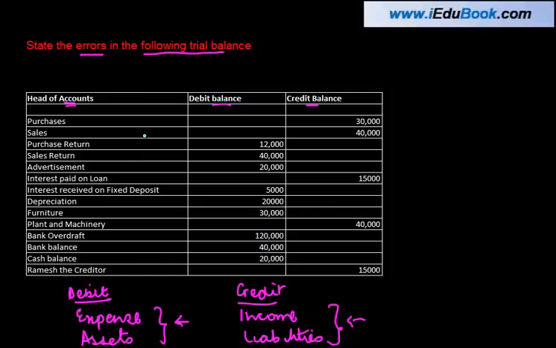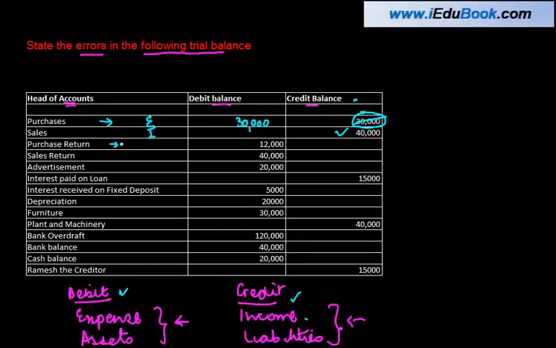So the first thing you need to find out is whether a balance is an expense or an asset or an income or a liability, and accordingly see whether it is a debit balance or a credit balance. So purchases, as we discussed earlier, is an expense. An expense has what? A debit balance. But in this case, it is reflected on the credit side, which means this is a wrong posting, right? It should be coming on the debit side, right? Sales is an income. An income has a credit balance, right? So this 40,000 is put correctly.